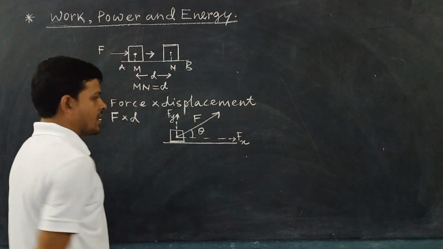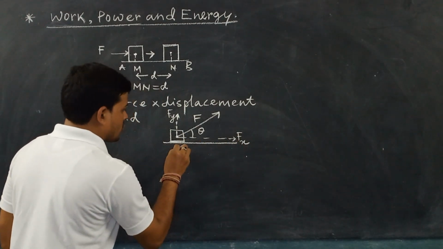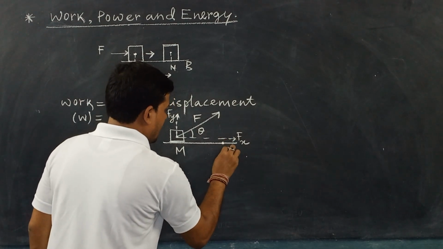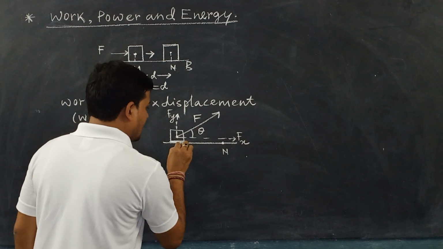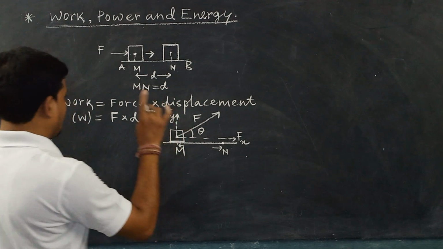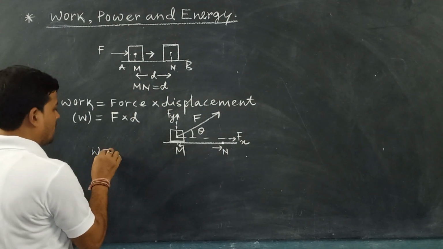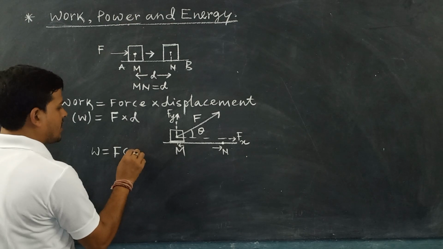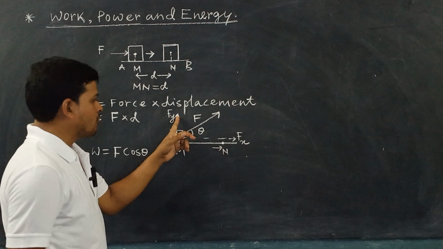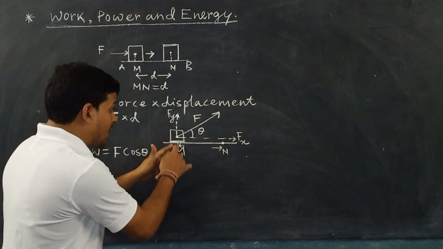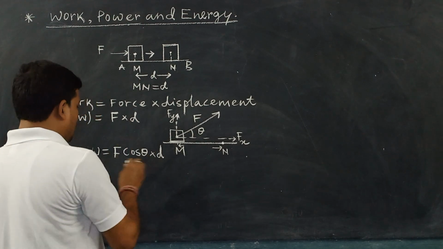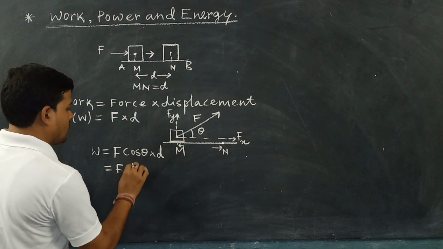This is the plane. The block suffers displacement on this plane. If the block suffers displacement from the point M to the point N, this is MN, then we say that some amount of work has been done, and mathematically that can be measured as W equals F cos theta, which is effective for the displacement of the block, because the Fy component counterbalances the weight of the block. So it is F cos theta into the displacement. That will be F d cos theta.